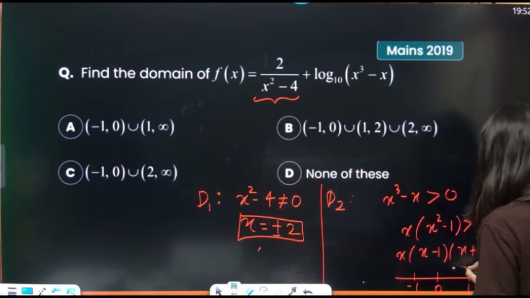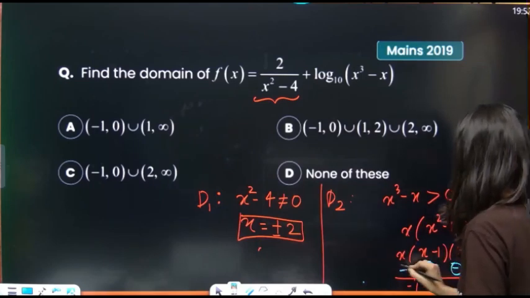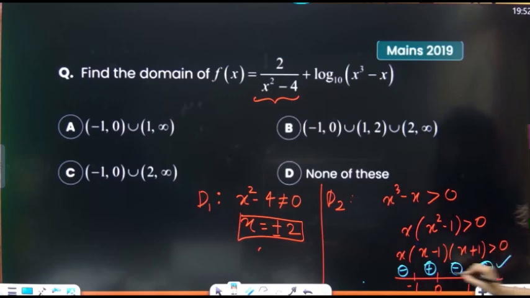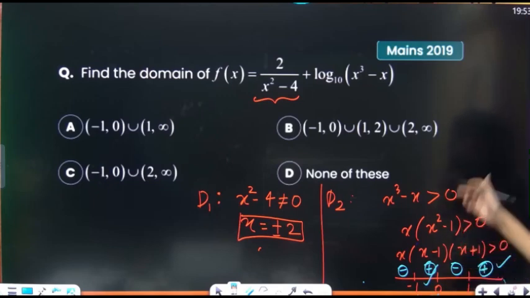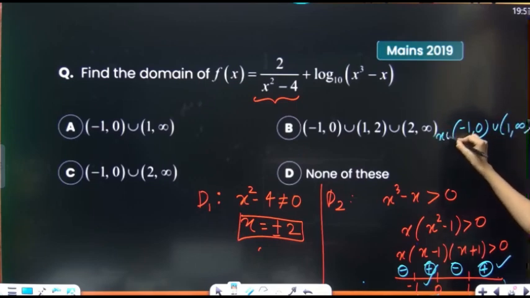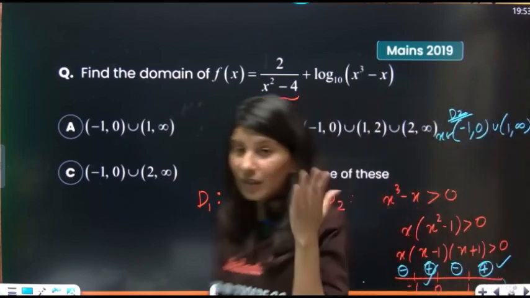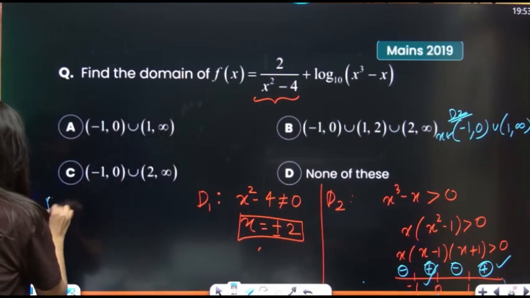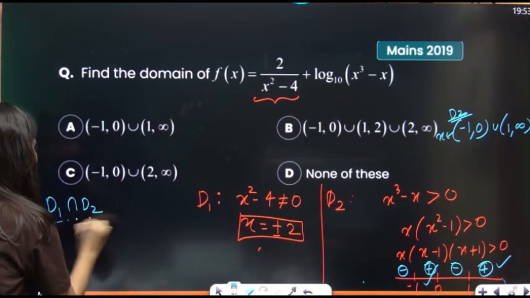Plus, minus, plus, minus. Greater than 0, so positive and positive. So minus 1 to 0 and 1 to infinity. Minus 1 to 0 union 1 to infinity is your domain number 2. Now you need to take the intersection of domain 1 and domain 2 for the final answer.